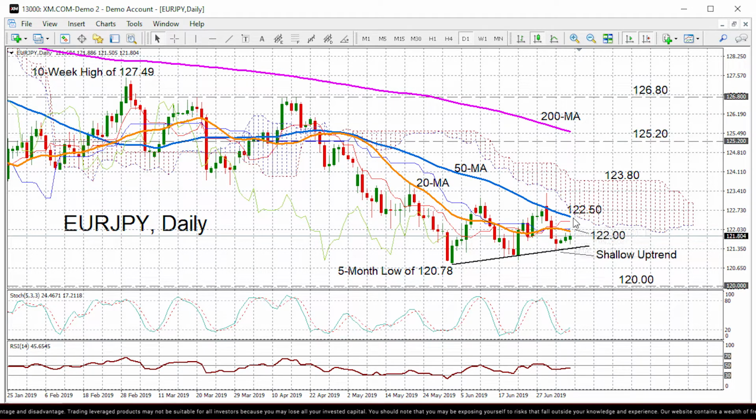Overcoming that as well would then allow Euro Yen to head inside the Ichimoku cloud, and that would help shift the current bearish outlook to a more neutral one. However, we would really need to see prices breaking above the top of the cloud around 123.80 if we were to see a return to a more positive picture in the medium term.